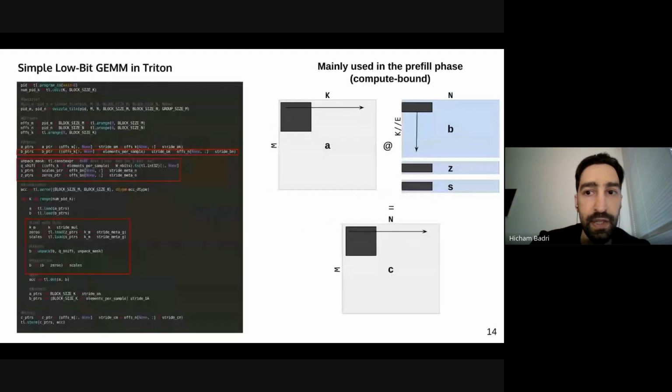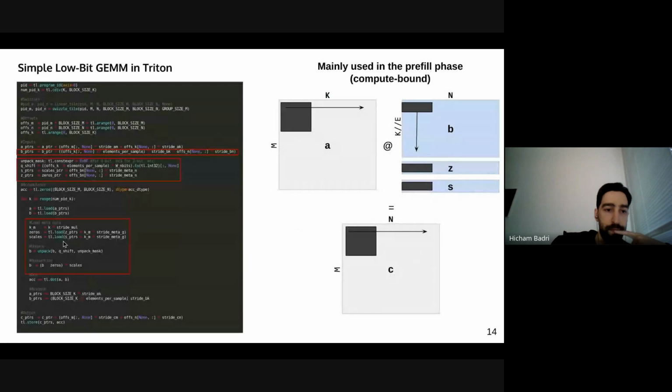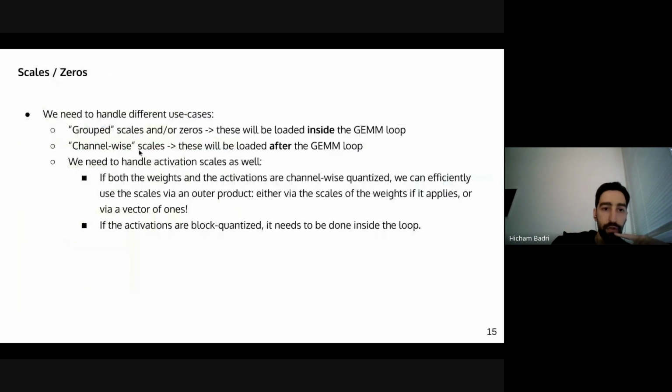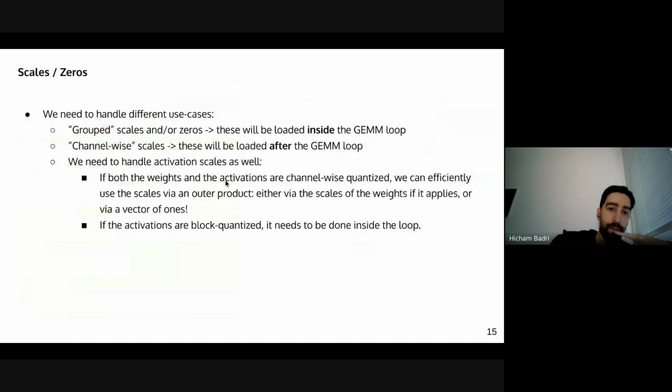One thing to keep in mind is the zeros and scales. There are different ways to handle them, especially the scales, because if it's grouped, like the group size 64 or 128 that I have explained before, you need to load these scales and zeros inside this for loop. There's no other way of doing it, in Triton at least. However, if you're doing it channel-wise, you can actually do it outside the loop, after the loop finishes, which is usually faster.